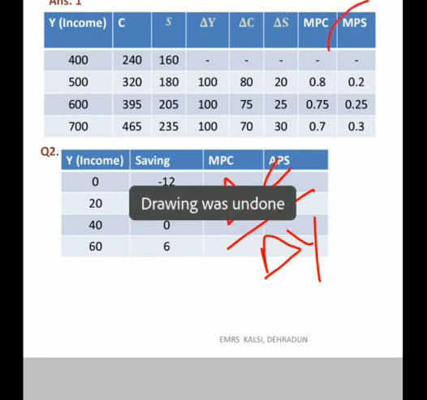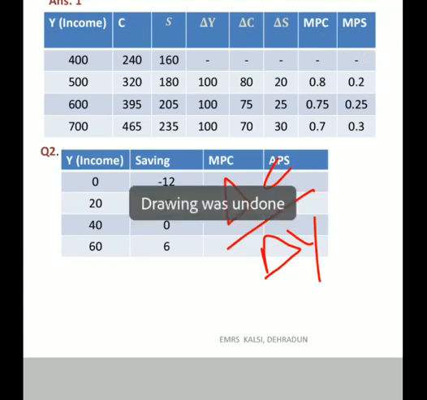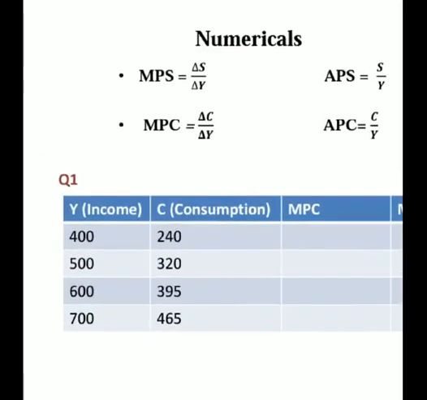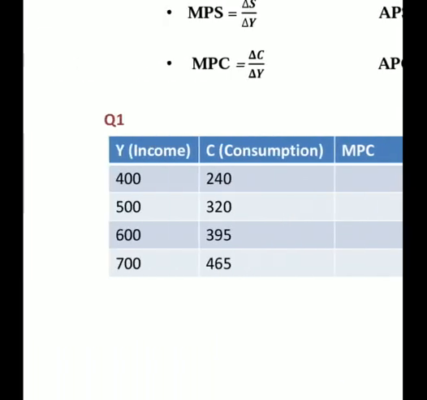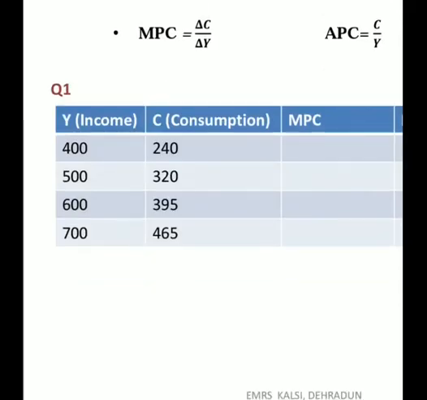Now, the second task is to find MPS. The process will be the same. What is the new thing? We have to find delta S. What was the formula here? For MPS, delta S upon delta Y. Delta S means change in saving: the current saving minus the previous saving. Here, as you can see, we don't have the savings. Savings are not given. So if you are asked to find MPS or APS and savings is not given, you have to find the savings.